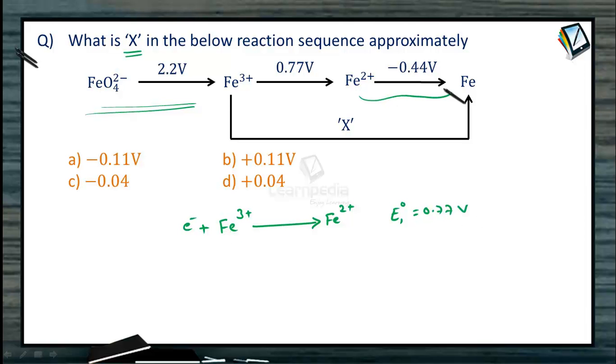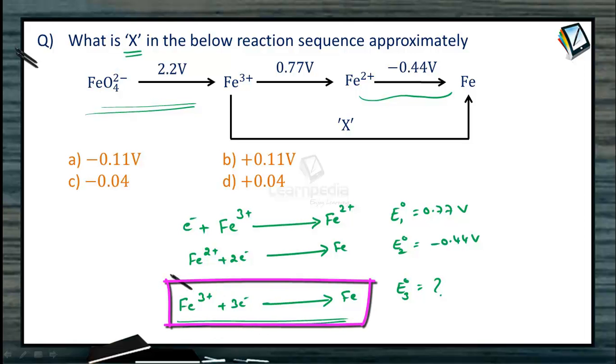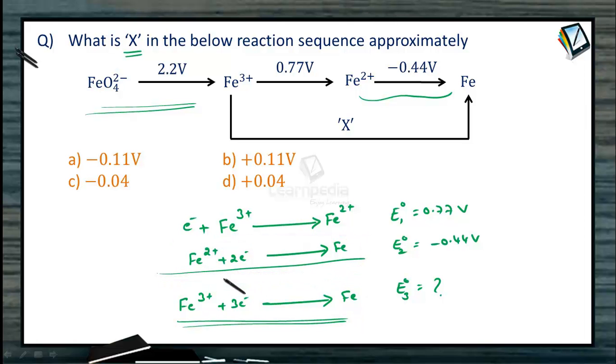And in the second step, Fe2+ gains 2 electrons to give Fe, and we are given E2 naught, that is under standard conditions, -0.44 volts. And we are asked to find this particular equation, Fe3+ gaining 3 electrons, reduction, to give Fe. What is the potential under standard conditions? So the first thing is how to get this particular equation in which we are interested from the above two reactions.